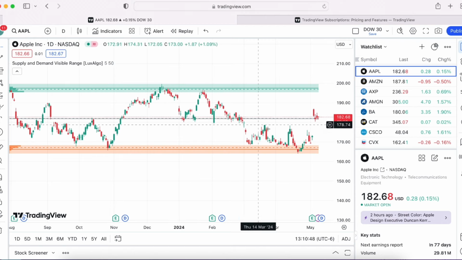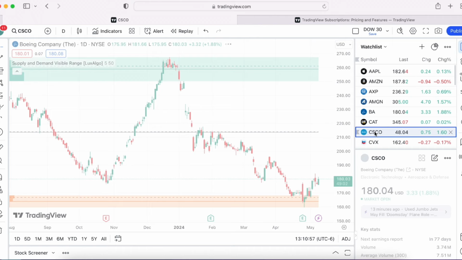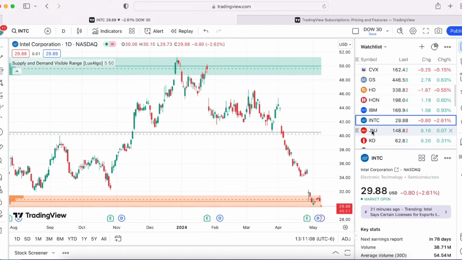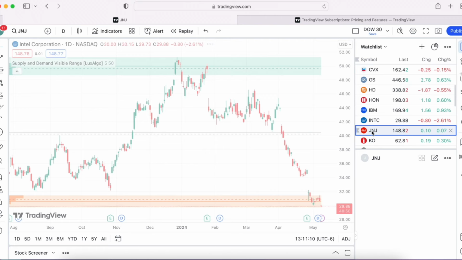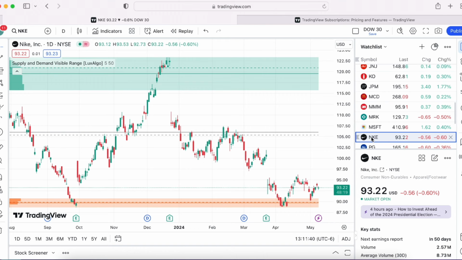Number 1 is Boeing. Second one is Cisco. The third one is Intel. Then I found Johnson & Johnson and Nike. If you believe in these companies and if you plan to buy these companies at these prices, you can place your order and make sure that you use proper risk management tools.